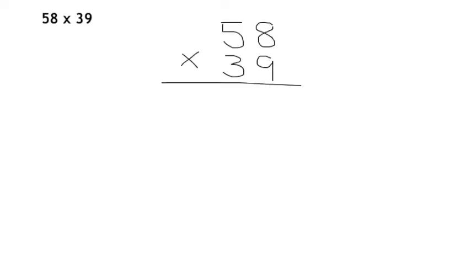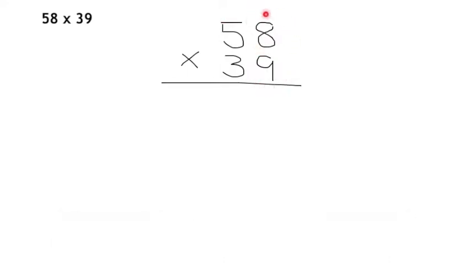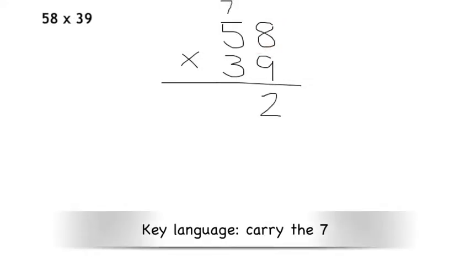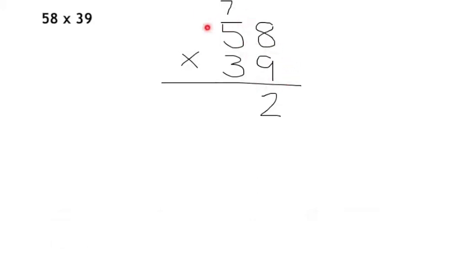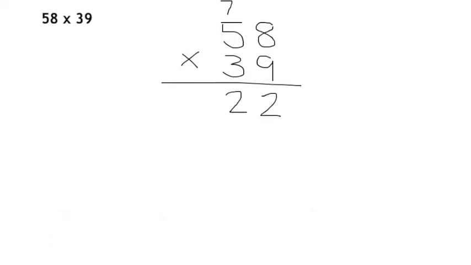58 times 39. I write the calculation out in tens and units columns. I start by multiplying 58 by 9. I do this in smaller steps. 8 nines are 72. I put down the 2 and carry the 7. I write a small 7 in the tens column. 5 tens times 9 equals 45 tens, plus the 7 tens that have been carried over is 52 tens. I put down the 2 in the tens column and the 5 in the hundreds.